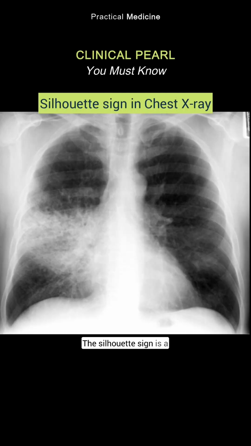The silhouette sign is a key radiographic finding in chest X-rays, indicating pathology adjacent to normal thoracic structures. It occurs when the normal border or silhouette of structures like the heart, aorta, or diaphragm is lost due to adjacent lung pathology of similar density, such as consolidation, mass, or effusion, and thus loss of its contrast with air-filled lung. This is clinically relevant because this sign localizes lesions precisely.